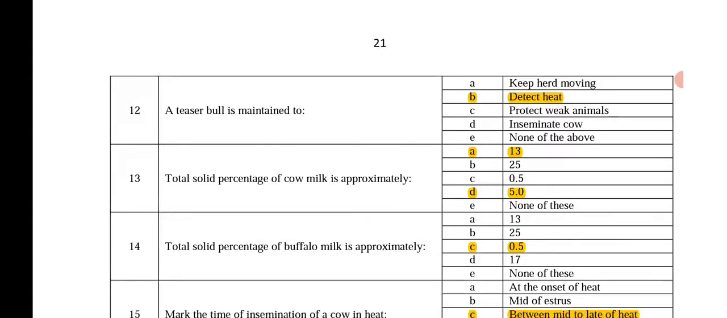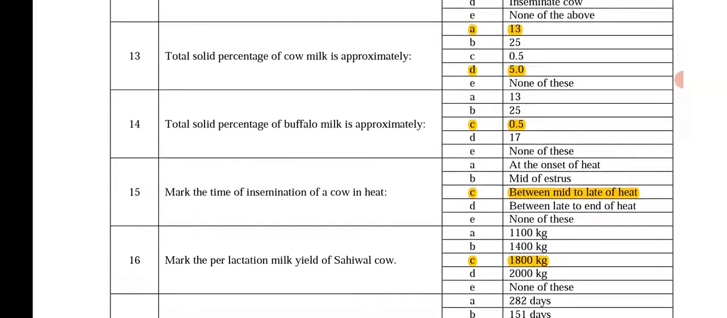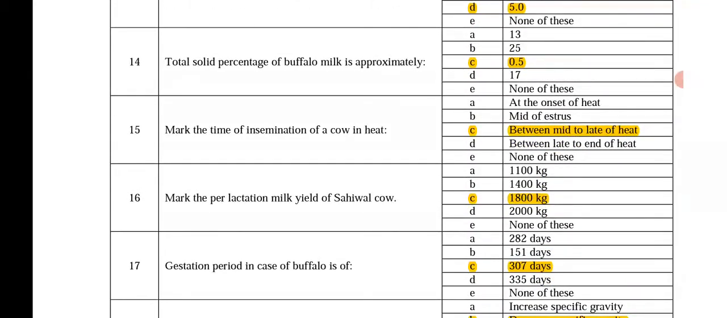The total solid percentage of cow milk is approximately 13. Total solid percentage of buffalo milk is approximately 17. Mark the time of insemination of a cow in heat: between mid to late heat. Mark the per lactation milk yield of Sahiwal cow: 1800 kg.